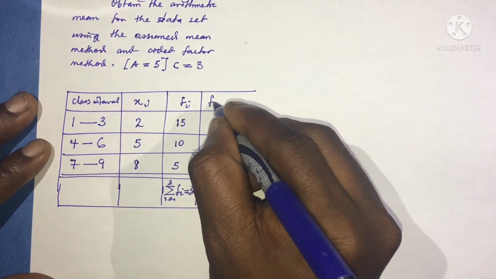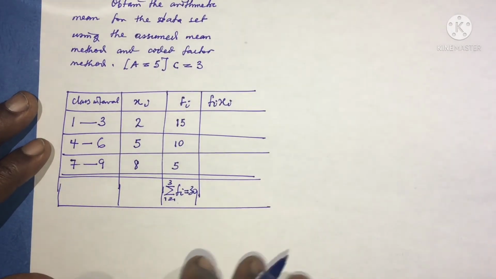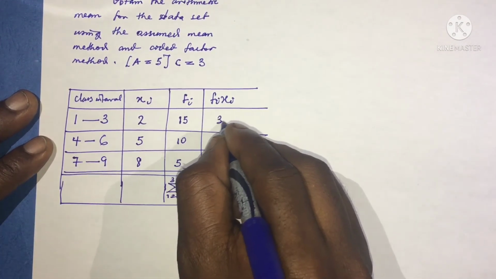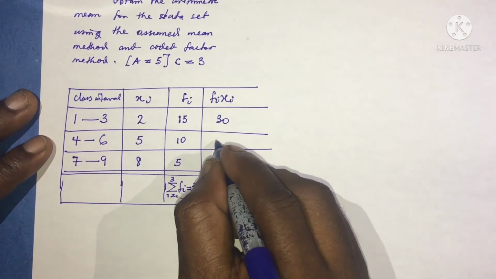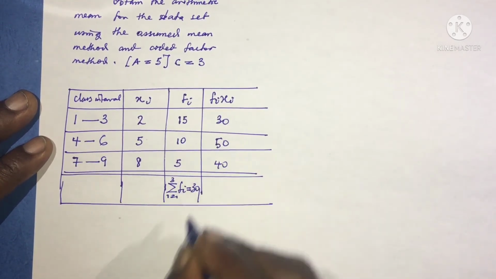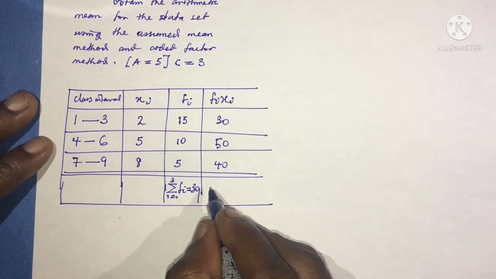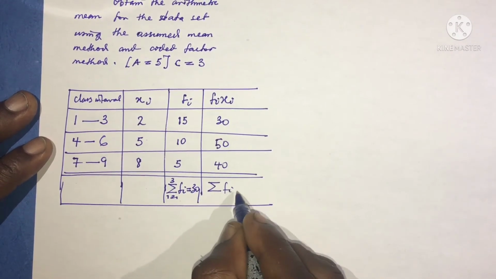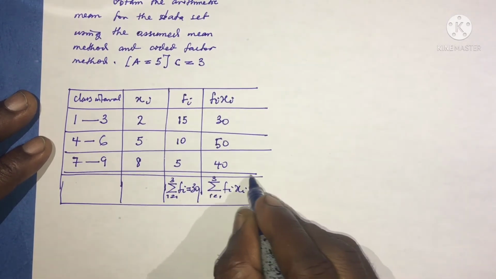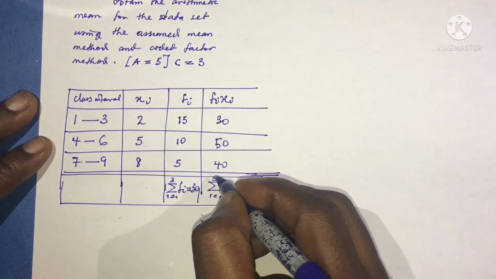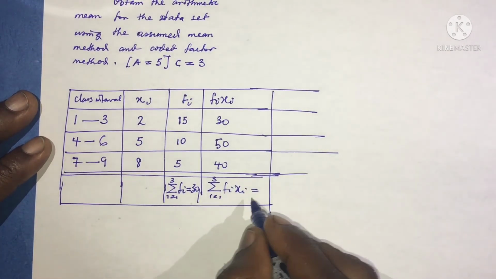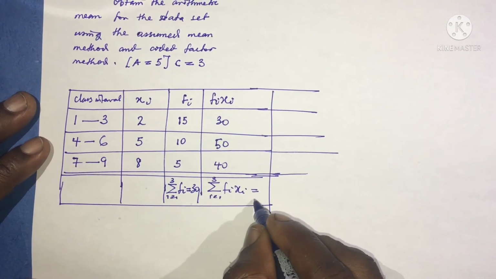Now, for us to compute the mean using the normal method, because I want you to see how we compare, FiXi will give us 2 times 15, which is 30. 5 times 10 will give us 50. 8 times 5 will give us 40. So summation FiXi from i equals 1 to 3 is the sum of 30, 50, and 40. So that would have given us a total of 80 plus 40, which is 120.